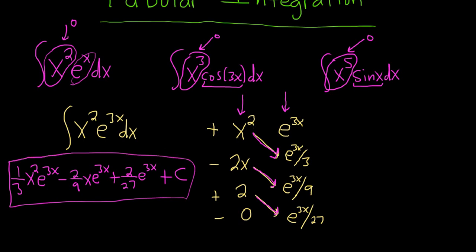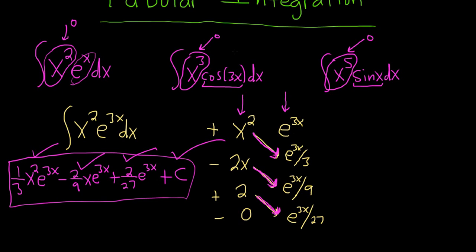Let me look here. We wrote down the x squared, we differentiated. Wrote down the e to the 3x, we integrated. And then plus, minus, plus, minus. Draw the arrows. Boom. 1/3 x squared e to the 3x checks. Negative 2/9 x e to the 3x checks. 2 over 27 e to the 3x checks. Plus c checks. It's just fun to say checks.